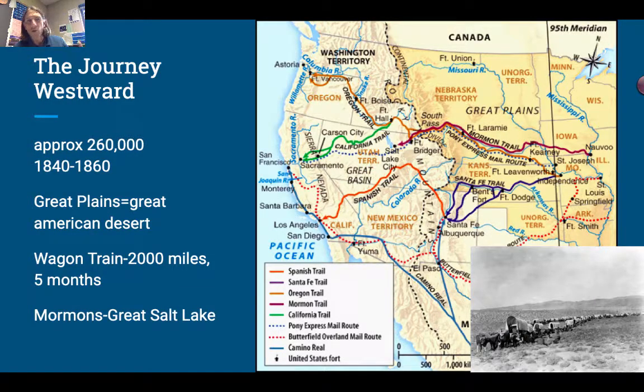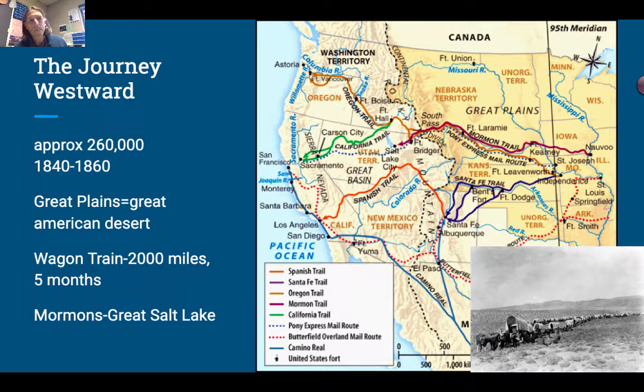When we look at this journey westward, there's about 250,000 Americans that make this journey, 1840 to 1860. Again, they're skipping over the Great Plains. That's considered to be the Great American Desert. There's nothing worthwhile there. It's nothing but grass, and so let's just get over to the West Coast to get to the good stuff.